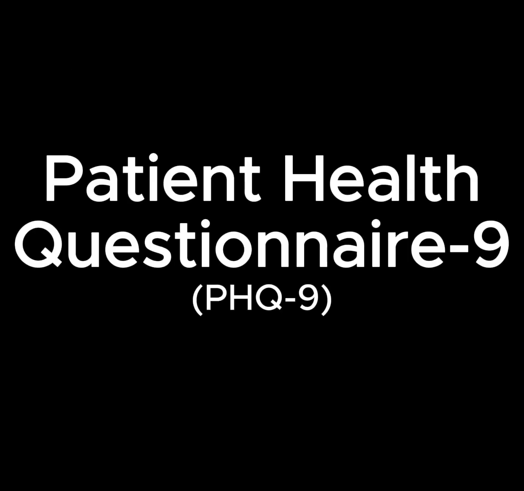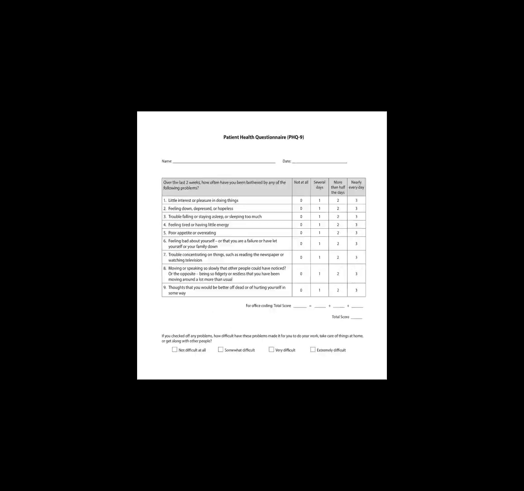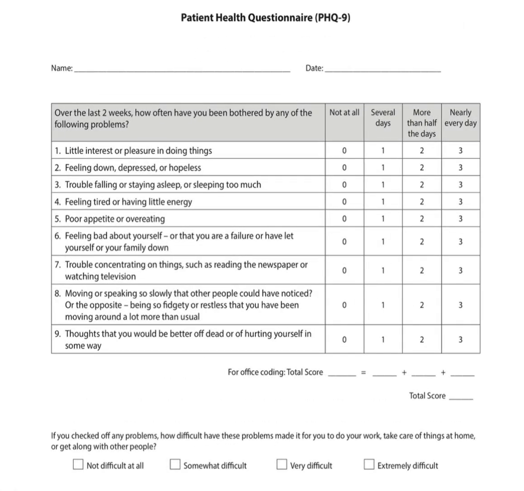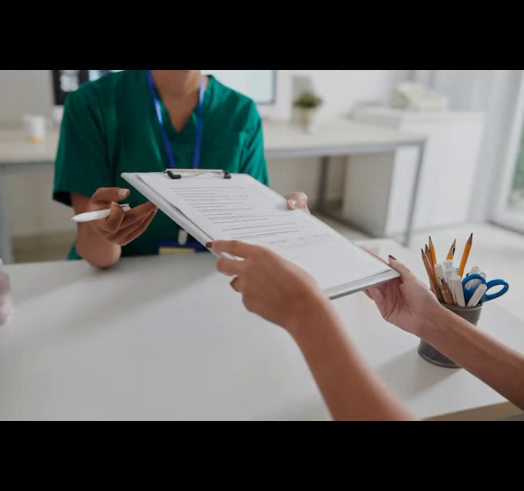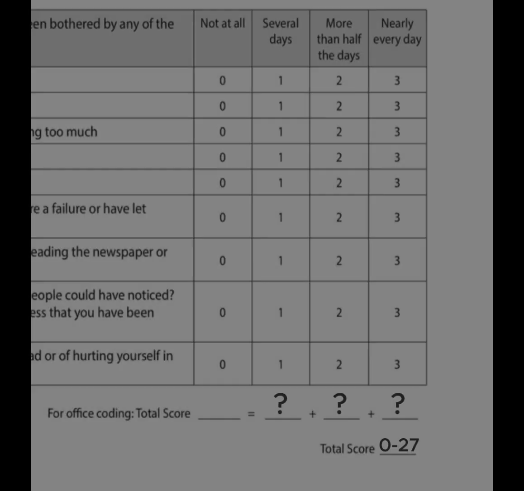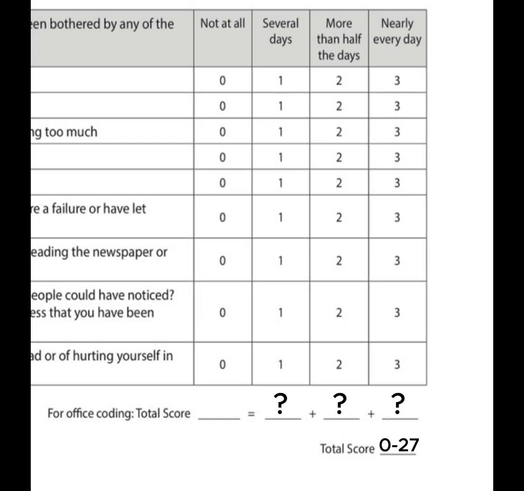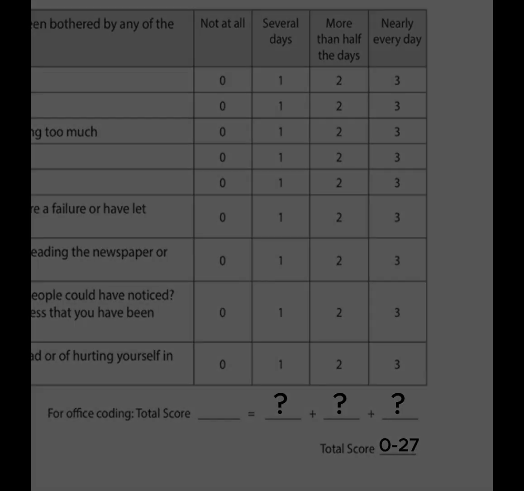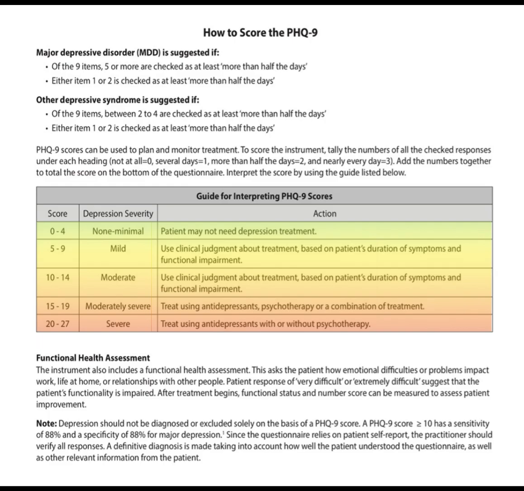The Patient Health Questionnaire 9, otherwise known as the PHQ-9, includes 9 questions for people to self-report symptoms of depression. If a clinician had concerns about symptoms of depression, they may invite a person to fill out this questionnaire. The PHQ-9 is scored on a 0 to 27 point scale. The higher the score, the worse the person's depressive symptoms.